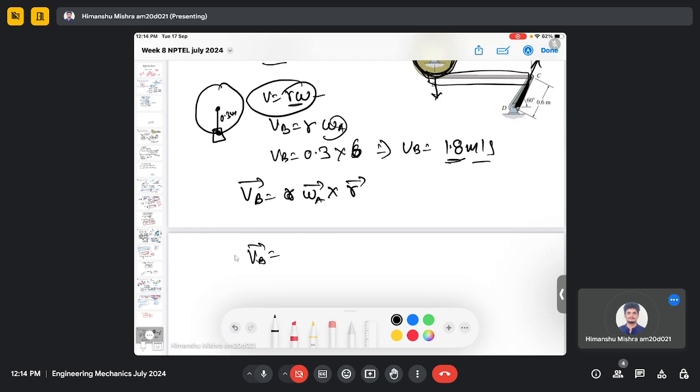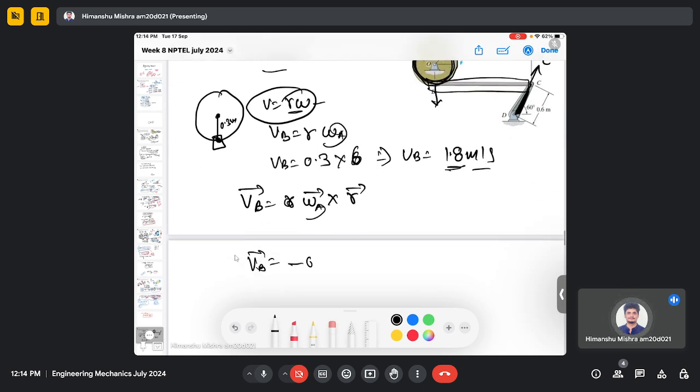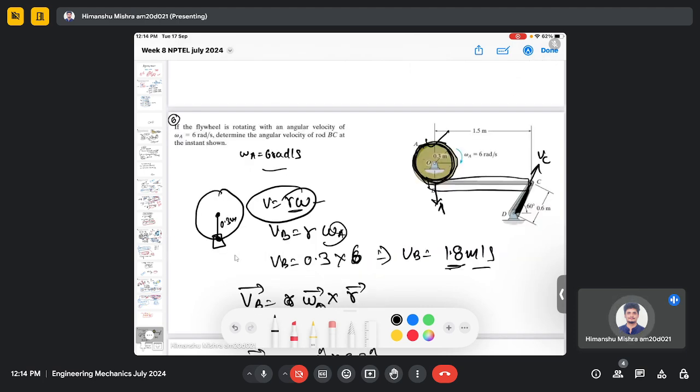So this omega is 6, it's minus 6 k cap cross 0.3 j cap. So you can see you will get the same magnitude, 1.8 meter per second, but now it's in the negative direction, which means the velocity VB is toward the downside, assuming that this is my coordinate system. So VB is in the downward direction.